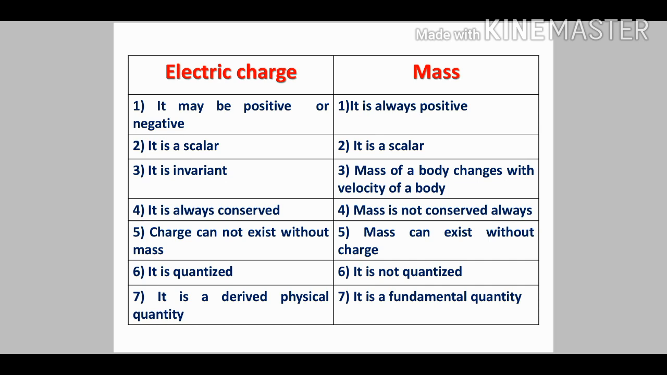Charge cannot exist without mass, but mass can exist without charge. Example, neutron. Neutron doesn't have any charge, but still it has mass. And charge is quantized, but mass is not quantized. And the last point is electric charge is a derived physical quantity, but mass is a fundamental physical quantity.